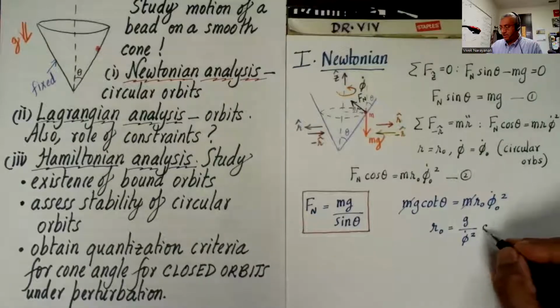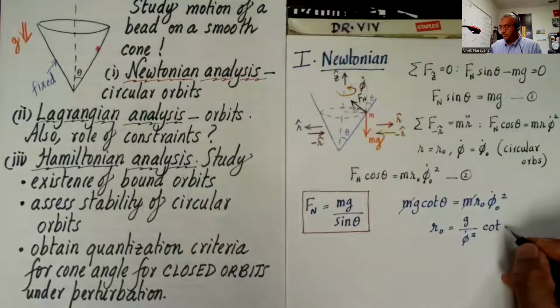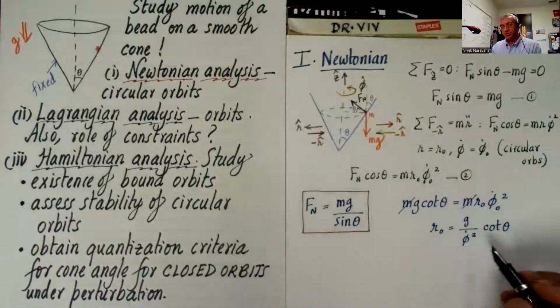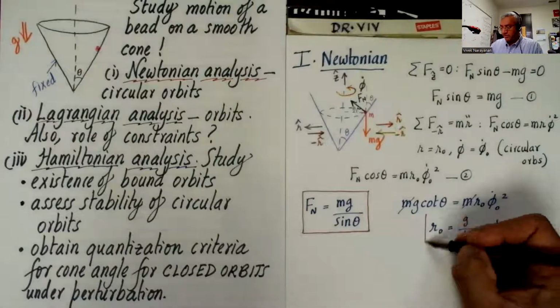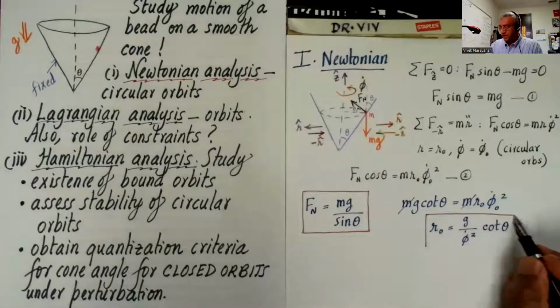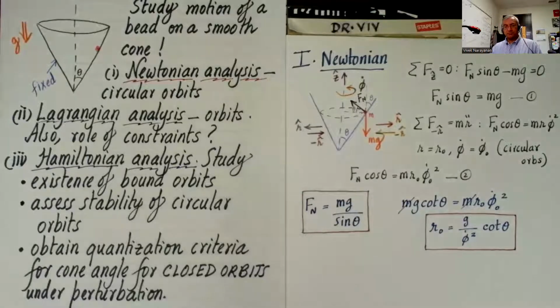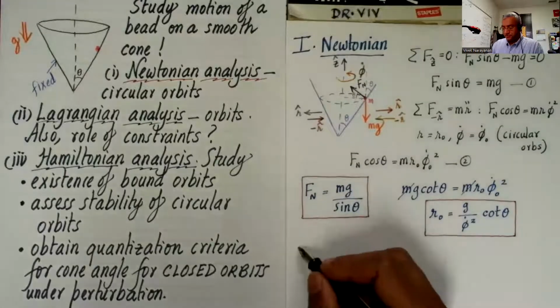So I'll get my radius. Observe it has the right units, because g is meters per second squared, and phi dot squared is 1 over second squared, so you end up with meters. And that really finishes our Newtonian analysis. You can't really do much more with Newton's methods. Now let's go to the Lagrangian method.